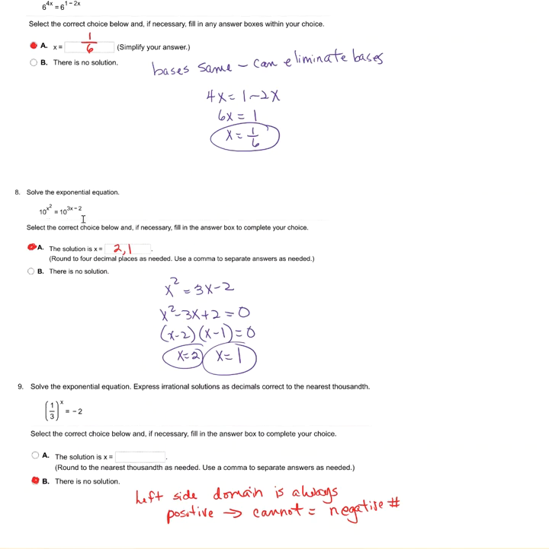Same thing for number 8. Those are the same bases. So we can say x squared is equal to 3x minus 2. Get everything on the left equaling 0. We can factor this to x minus 2 and x minus 1. That gives us x equals 2, x equals 1.